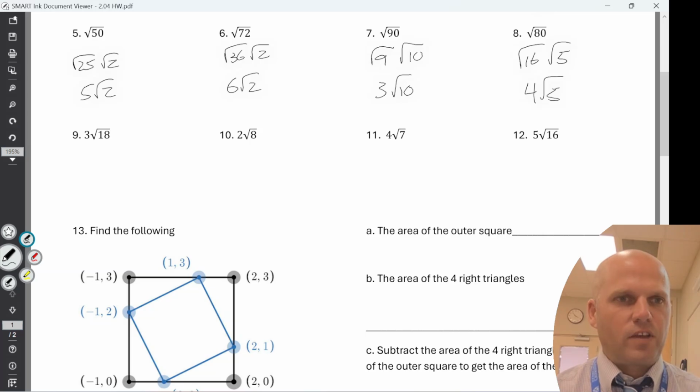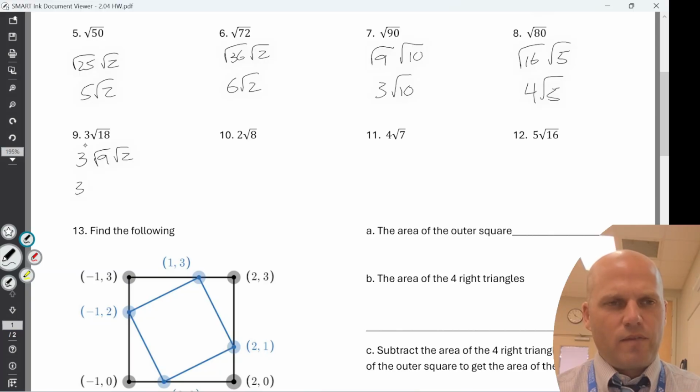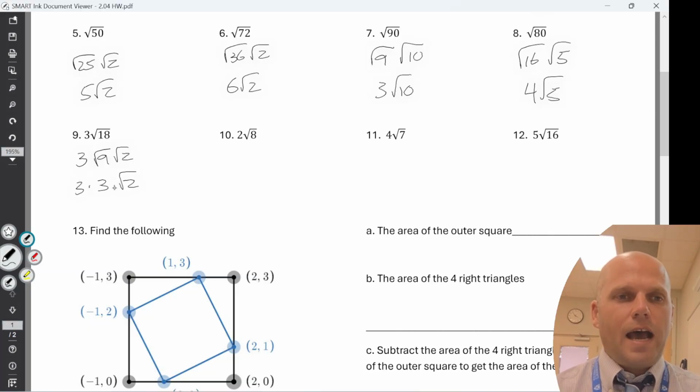If we got a number in front of it, like for number 9, we have 3 root 18. We'll keep that 3. It sticks around. Root 18 is root 9 root 2. So that means we have this 3, we have this root 9, which is 3, and then we have this root 2, which is root 2. Now, we are multiplying all these things together, which means the 3 gets multiplied by the 3 to give us 9, not 6.